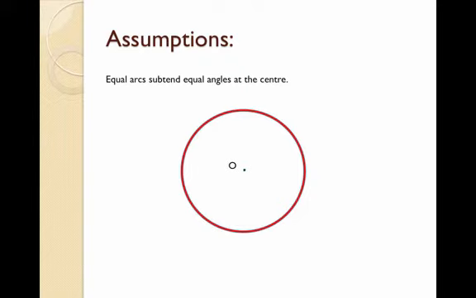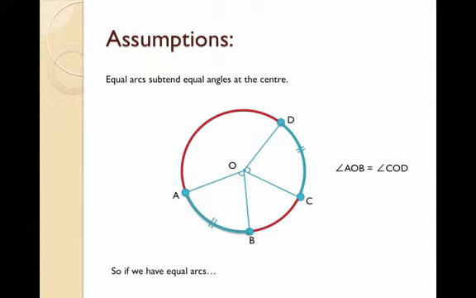So if we have a circle and we draw two arcs that are equal to each other, AB and CD, and we reduce those arcs to the center, then the angles formed are going to be equal to each other. So equal arcs will mean equal angles at the center.